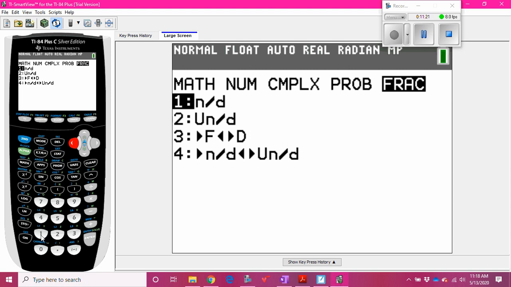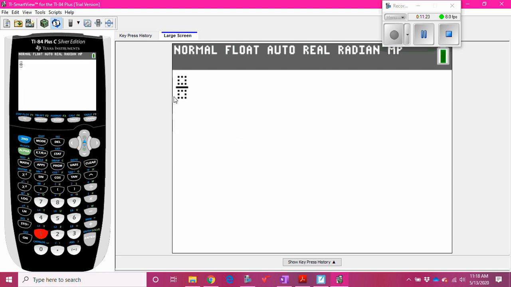So that's the first one. So I'm going to select 1. Okay, and now it puts this blank fraction here. So I can type in the numerator, which here we had 1. Okay, so type in 1. All right, now to get to the denominator, you're just going to click the down button, and then that's 3.